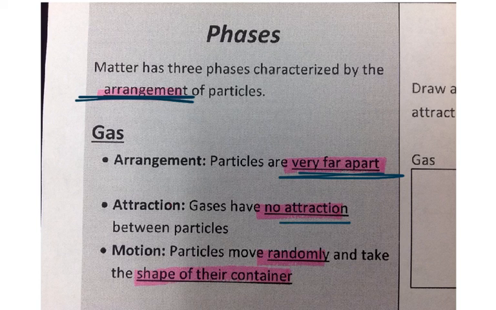And the particles really have no attraction for each other, which means if they hit each other, they're not going to stick to each other. They're going to keep bouncing and moving randomly across the room. So they're going to move randomly, and they're going to take the shape of their container.